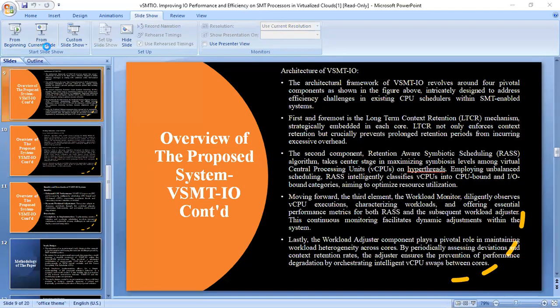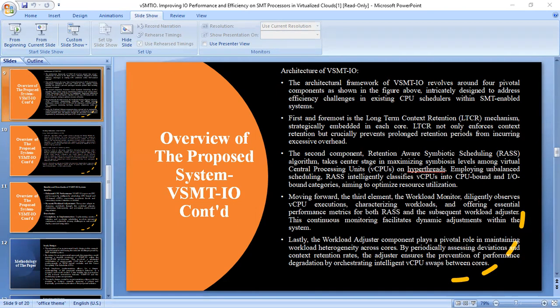Coming to the overview of the proposed system, the architecture of vSMT-IO is built upon four essential components, each intricately designed to address efficiency challenges in existing CPU schedulers within SMT-enabled systems. First, the long-term context retention mechanism, LTCR. Located in each core, LTCR is the cornerstone of the architecture. It enforces context retention, ensuring that retained context does not lead to excessive overhead during prolonged periods.